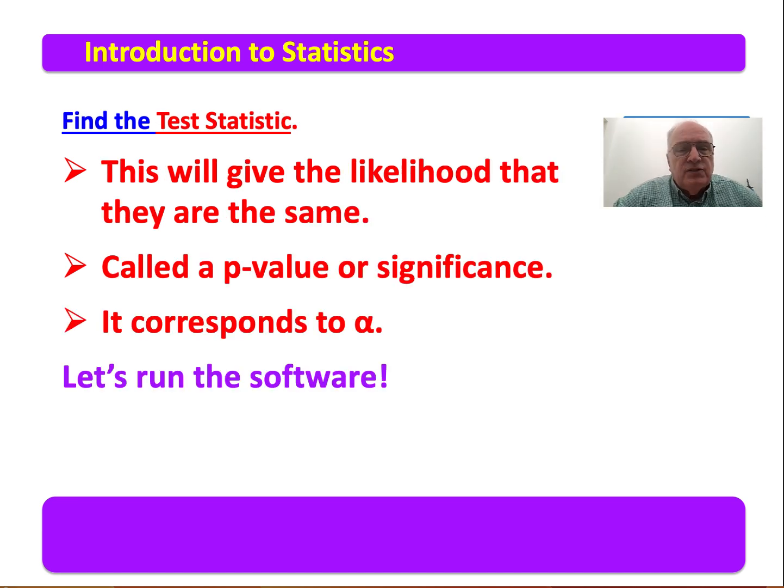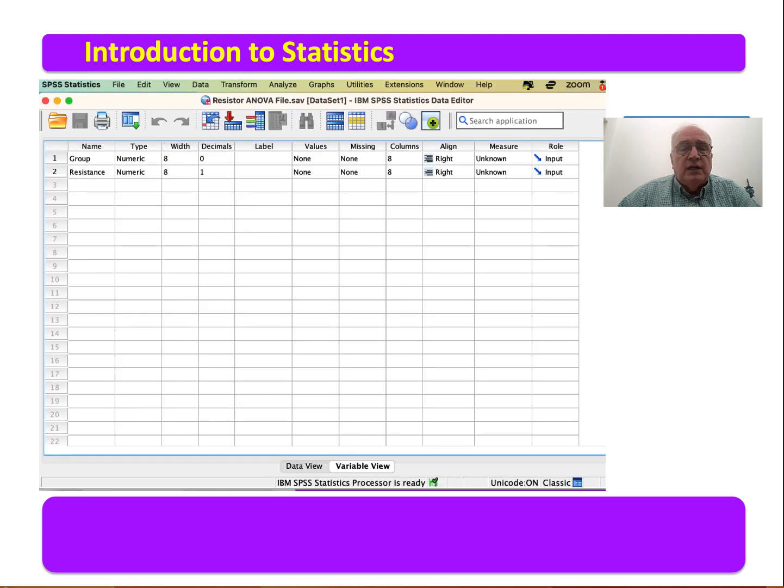Now we find the test statistic. This is the likelihood that they're the same, and it's called a p-value or significance. Now, it corresponds to alpha. We set an alpha limit of 0.05, and we're going to find what the actual significance of the difference is. Using the software is much easier than having to go to a z-score table and look everything up. You just have your boundary of 0.05, and then you see what the significance is. So it gives you that with the test.